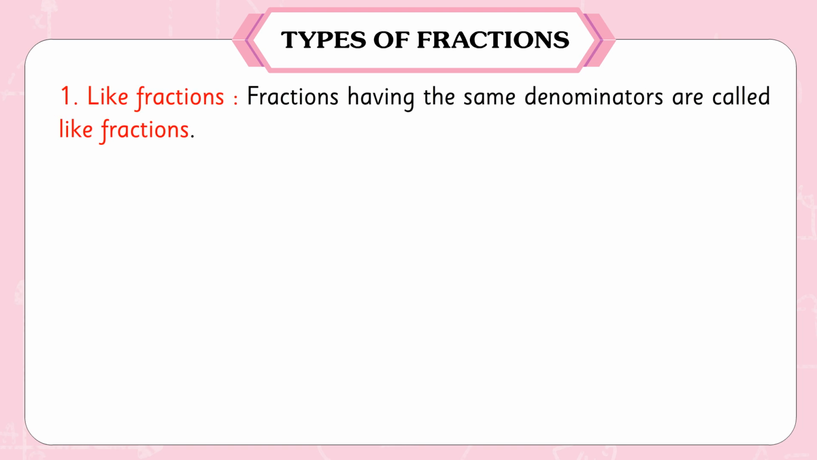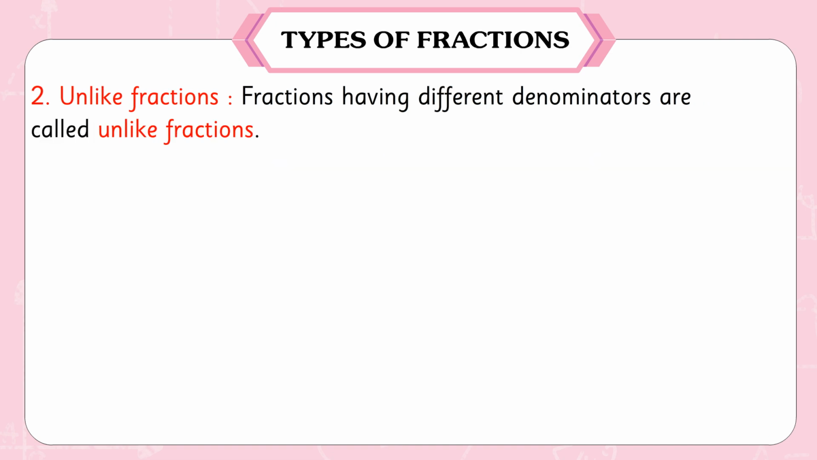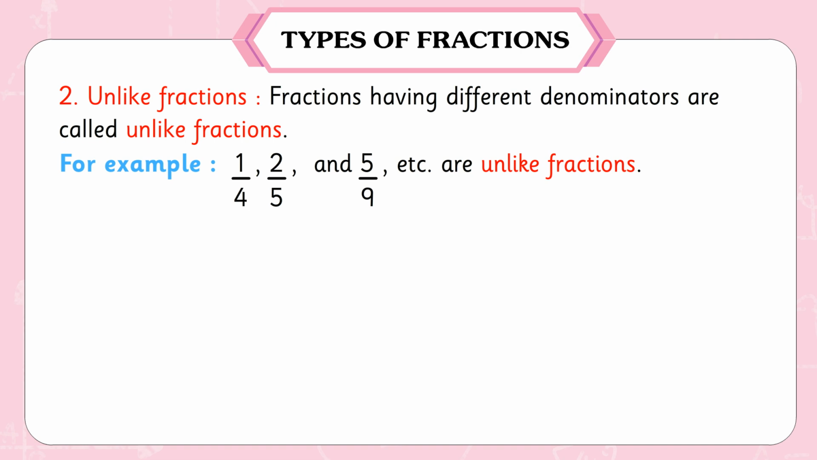Types of fractions. 1. Like fractions. Fractions having the same denominators are called like fractions. For example, 3/5, 4/5, 6/5 and 8/5, etc. are like fractions. 2. Unlike fractions. Fractions having different denominators are called unlike fractions. For example, 1/4, 2/5 and 5/9, etc. are unlike fractions.